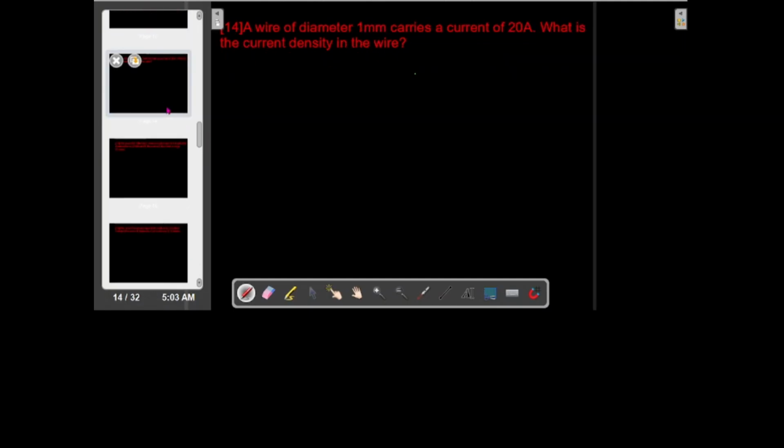That brings us to question 14. A wire of diameter 1 millimeter carries a current of 20 ampere. What is the current density in the wire? If you recall, we introduced the formula for current density in a previous question, where we say the current density is equal to I over A. So we already know the current I in this question, but we don't know the area. So we have to solve the area. The diameter is equal to 1 millimeter. So the radius is equal to the diameter over 2, which is 0.5 millimeter. All right.